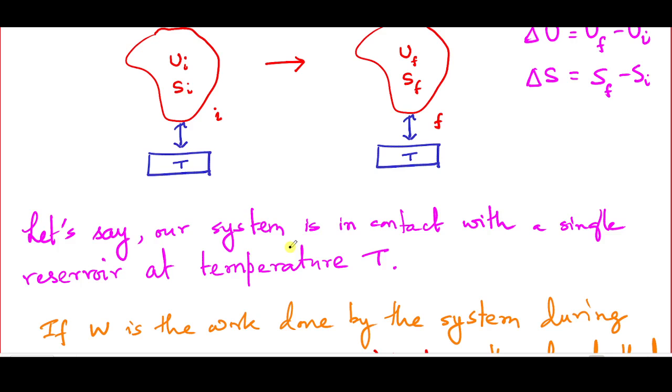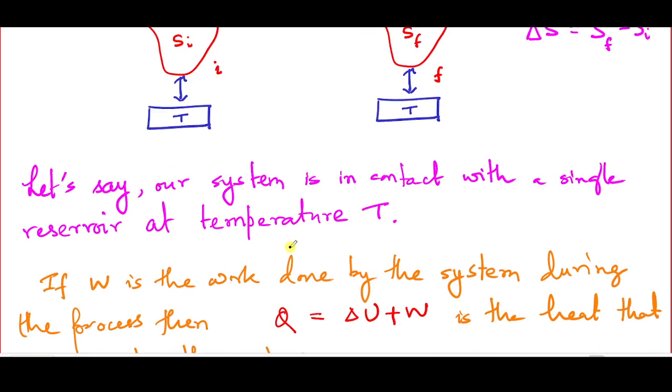Now, if W is the work done by the system during this process, then Q, the heat that flows into the system, has to be equal to delta U, the internal energy increase, plus the work that the system is doing. I know that previously we had written this as delta U equals Q plus W, but there W meant the work done on the system. So here, let's be careful. The work here is work done by the system. That's the available work that we are going to talk about.